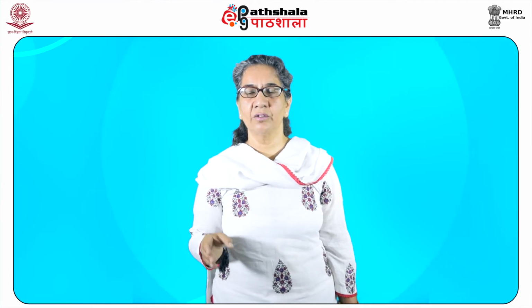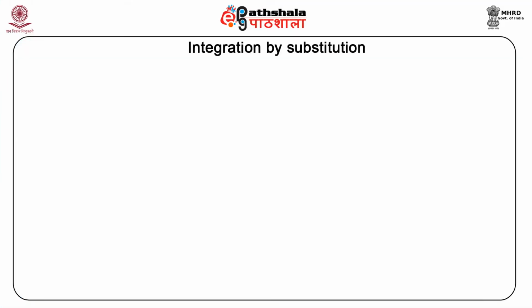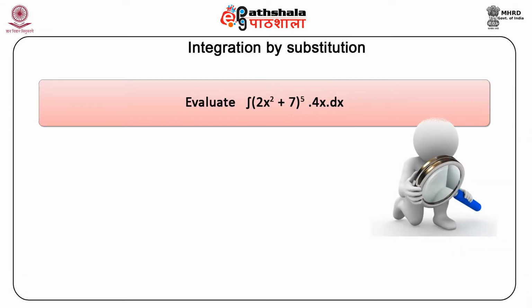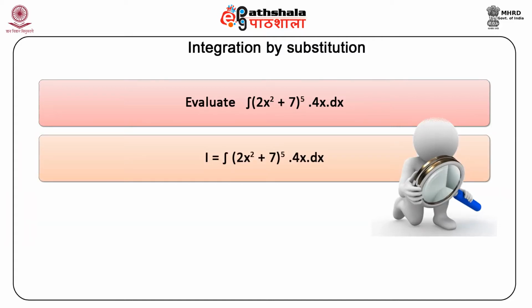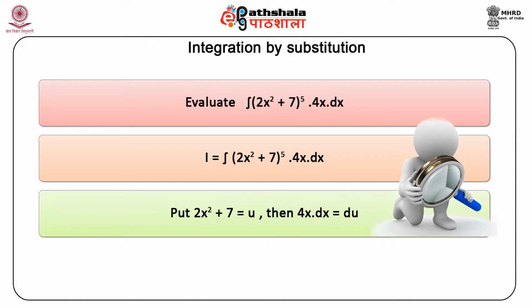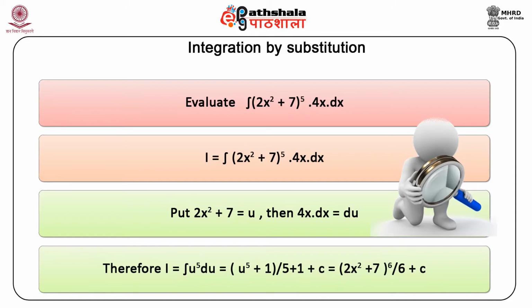This method is explained through the following example. Example: evaluate the integral of (2x squared plus 7) to the power of 5 into 4x dx. I is equal to the integral of (2x squared plus 7) to the power of 5 into 4x dx. Putting 2x squared plus 7 equal to u, then 4x dx is equal to du. Therefore, I is equal to the integral of u^5 du, which is equal to u^(5+1) divided by 5+1 plus c, which is equal to (2x squared plus 7)^6 divided by 6 plus c.